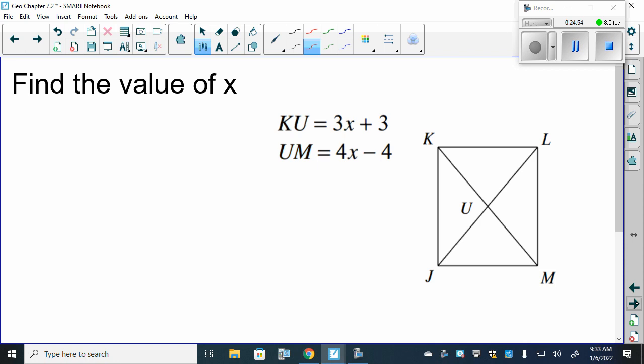And this is the last one, yes? Okay, so let's see this here. KU is 3x plus 3. And the other segment is 4x minus 4. Find the value of x. Well, what do we know about these two segments? They are equal to each other. So I can say 3x plus 3 is equal to 4x minus 4.